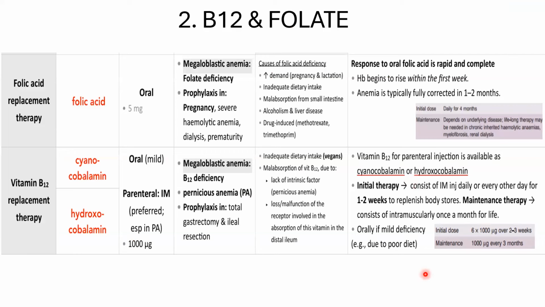Now, nothing I can really do much here. Please just read it, it's very straightforward, honestly. Just know when it's given. Megaloblastic anemia, obviously, we give folic acid and B12. Also, if they describe in the scenario pernicious anemia, then this is the treatment.